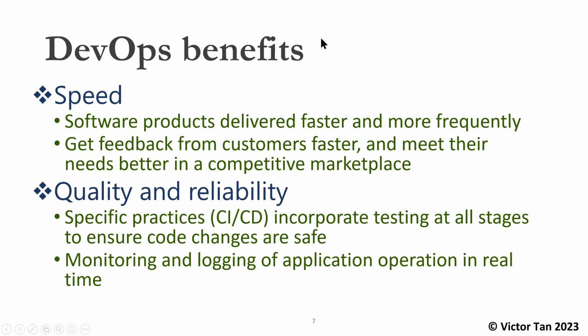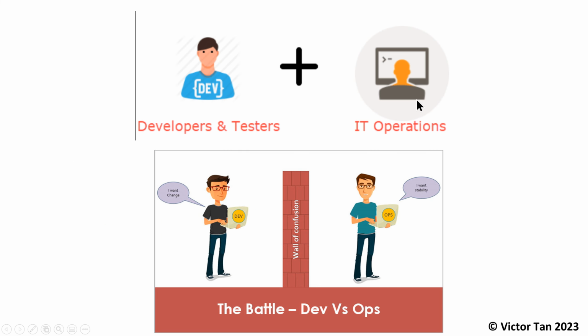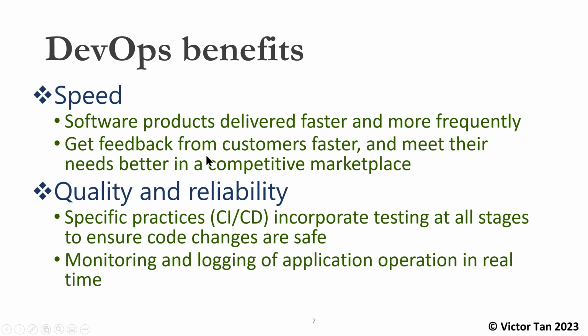So what are the benefits of DevOps? Well, obviously there's speed, because now there's better understanding between the developers and the IT operations team, which means that the software products get delivered faster and more frequently. And when you get feedback from your customers, like let's say your application crashes, or they want a new feature or whatever, then you can act on that feedback faster. You can roll out new upgrades in your product faster, which means that you make your product more attractive to customers in a competitive marketplace.